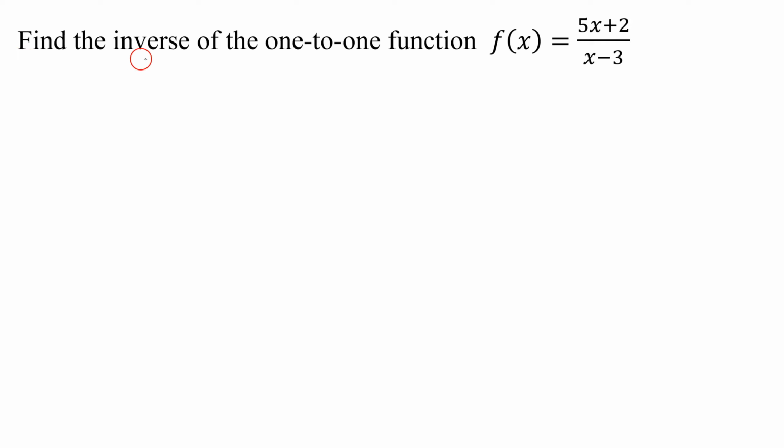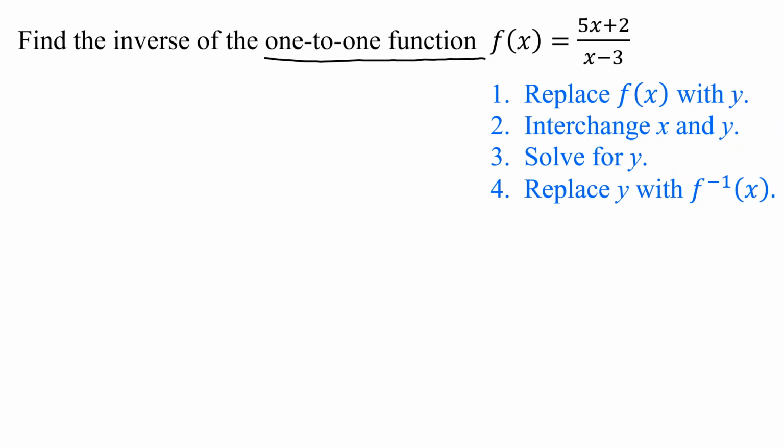In this problem, we need to find the inverse of the one-to-one function f of x equals 5x plus 2 divided by x minus 3. As we're told that f of x is a one-to-one function, this means that its inverse will also be a function. So looking at the steps to find the inverse of a one-to-one function, step 1 says to replace f of x with y. So instead of f of x here, I'm just going to write y. So I get y equals 5x plus 2, all divided by x minus 3.